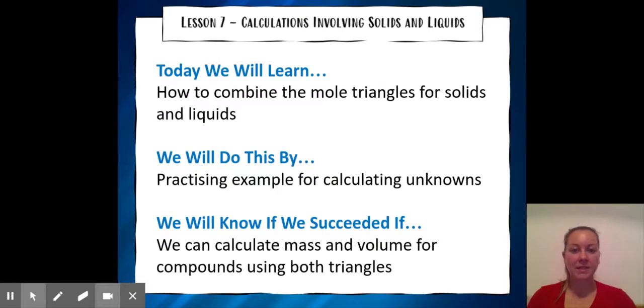You let the information in the question tell you which triangle you need to use first. So that was lesson 7, which is calculations involving solids and liquids. We will be moving on to something a little bit new. It's still a calculation, but we are going to go on to titration experiments next. Thank you for watching and have a great day.